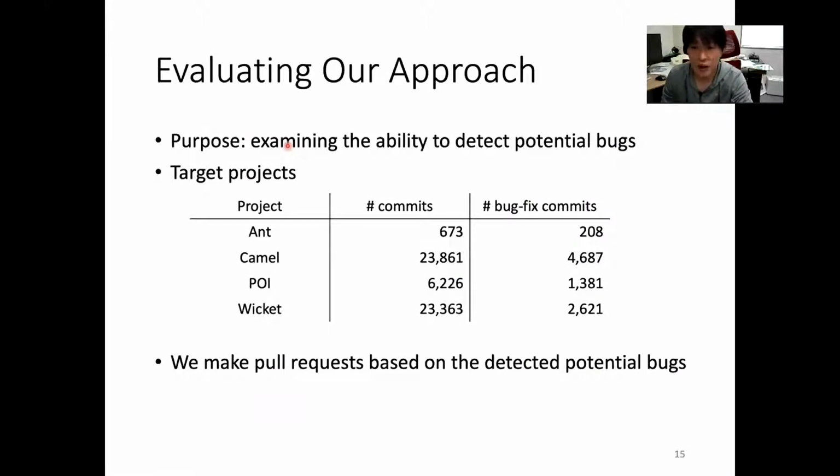Next, I will talk about evaluating our research. The purpose of this evaluation is to examine the ability of our approach to detect potential bugs. We used these four projects included in the Apache Software Foundation because these projects assign a unique ID to each bug that occurred in the project, and the commit message of a bug fix commit includes the corresponding bug ID. Thus, we can judge whether each commit is a bug fix or not. In this evaluation, we made pull requests based on the detected potential bugs.